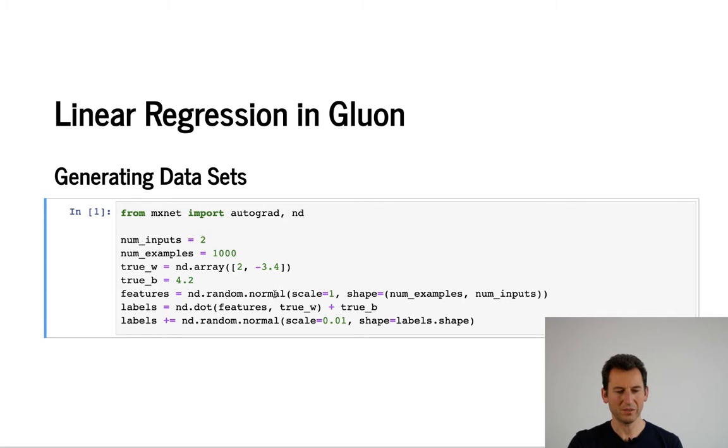So our features are going to be just drawn from a normal distribution. So we're going to draw from a 2-dimensional normal distribution, 1000 observations in 2 dimensions. And then I perform linear regression, so features dot true W plus true B. In addition to that, I'm going to corrupt it with some noise, actually a very small amount of noise, of scale 0.01. And that's my data.